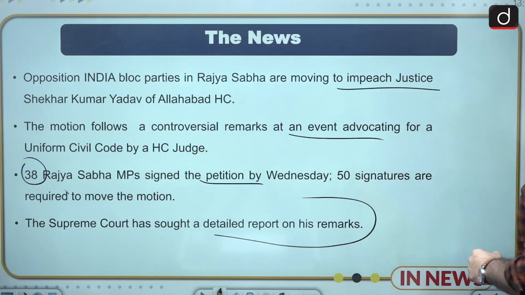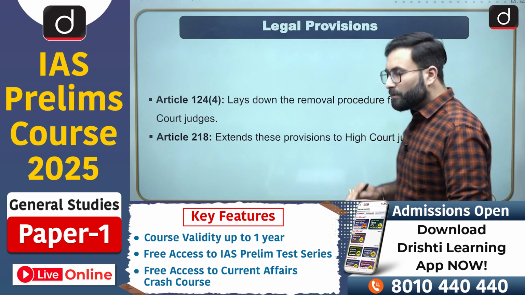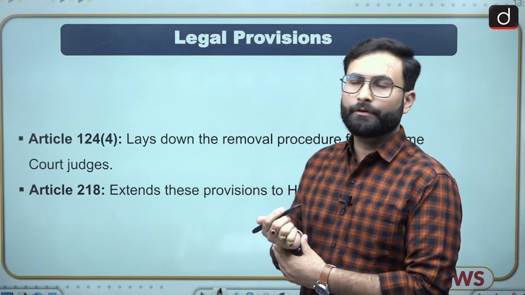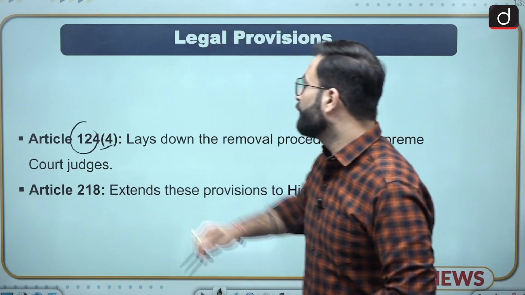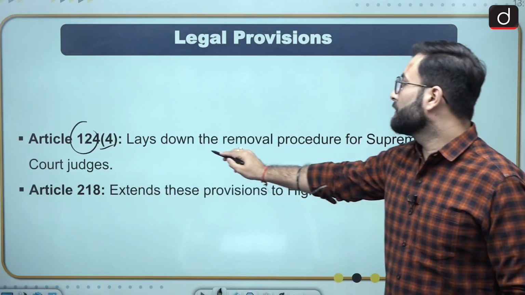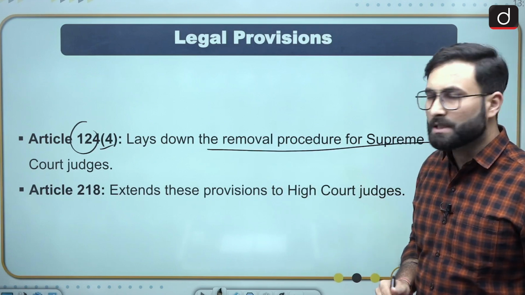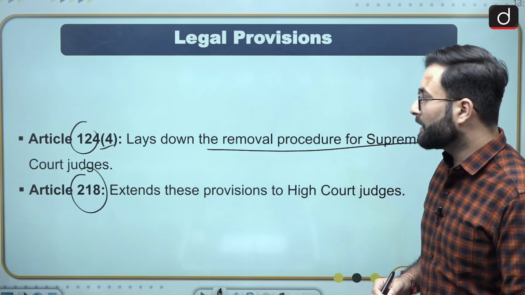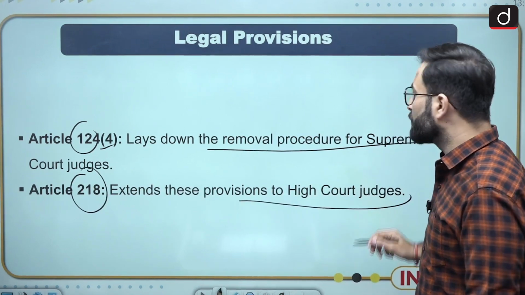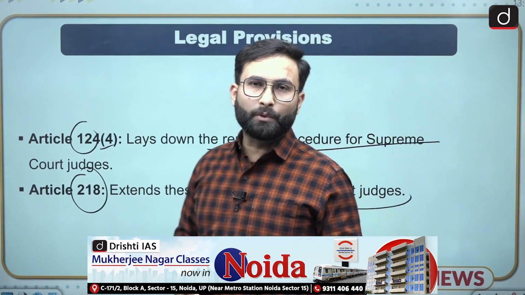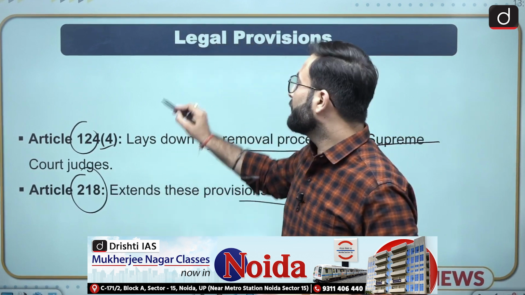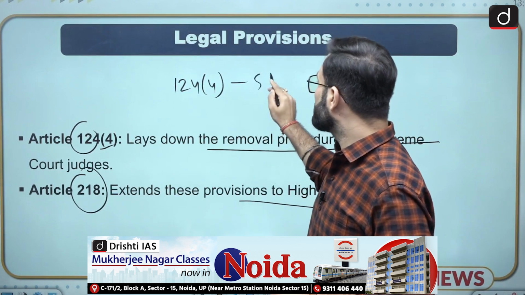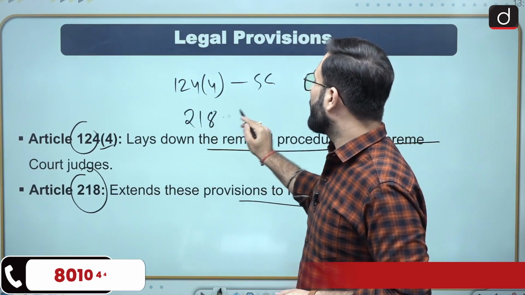Now let's see the legal provisions. There are certain articles in the Constitution which talk about the removal. Article 124 clause 4 lays down the removal procedure for the Supreme Court judges, and similarly for the High Court judges, Article 218 extends these provisions to High Court judges. So basically, the legal provisions with respect to the removal are given in Article 124 clause 4 of the Indian Constitution for Supreme Court judges and Article 218 for High Court judges.